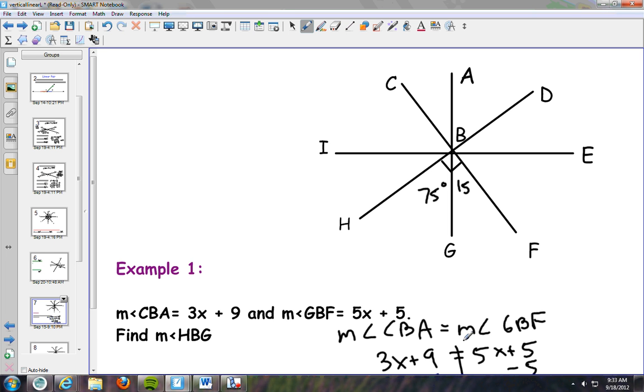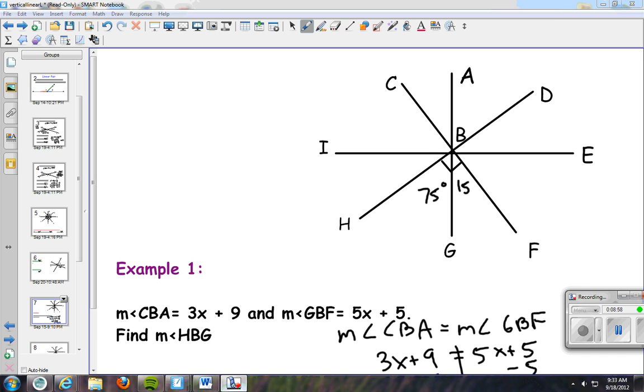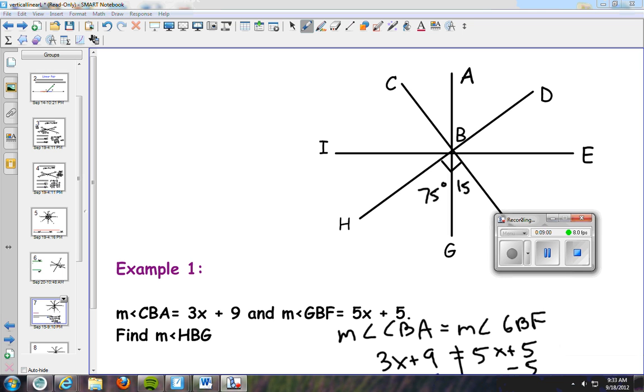So take a chance and go through that and see how you did with it, and review the vertical angles of linear pairs and make sure you have them down.